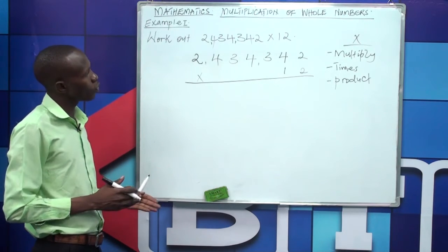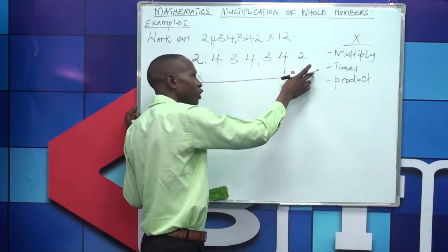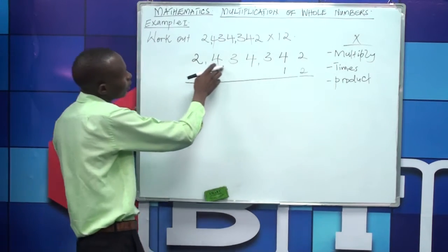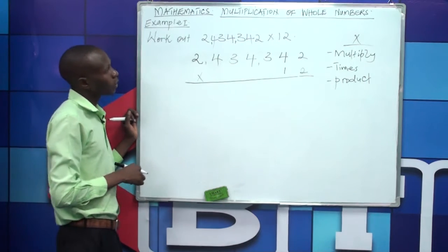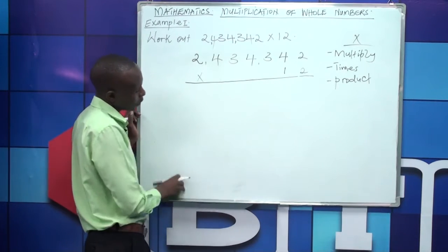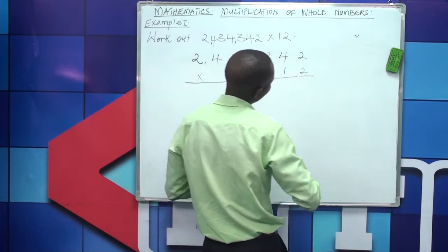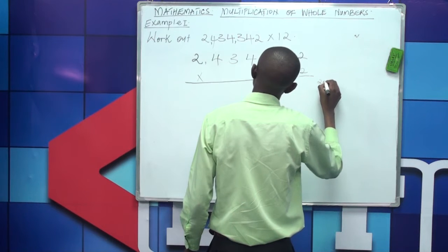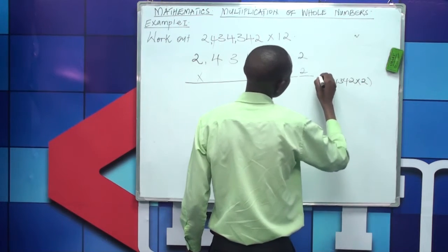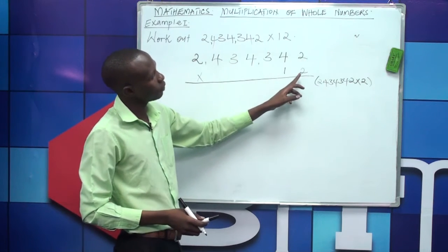Now the first step we need to do is to first come for the number under the place value of 1s. After identifying this 2, we shall multiply it with the whole of this number. Remember, 2 is under 1s. So if I multiply it with the whole number, it means I'll have 2,434,342 times 2. I'm multiplying it by 2.